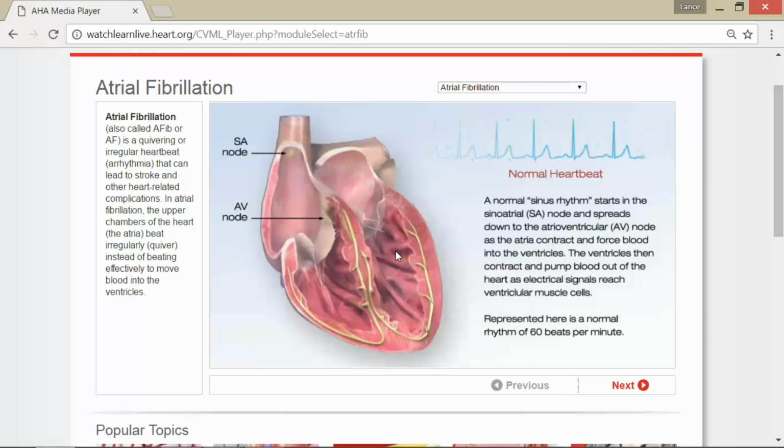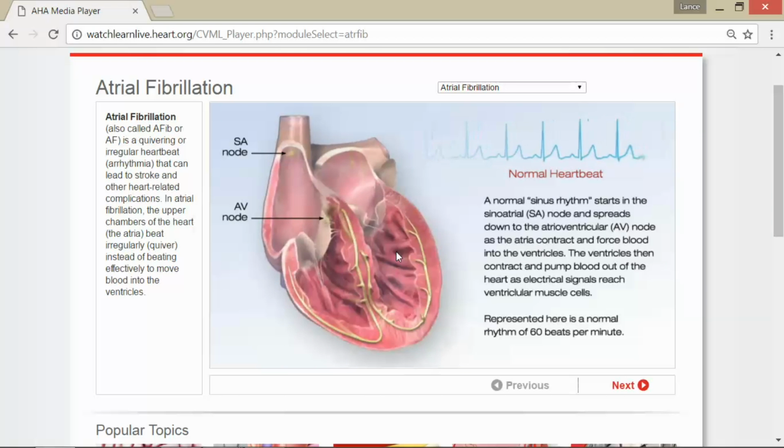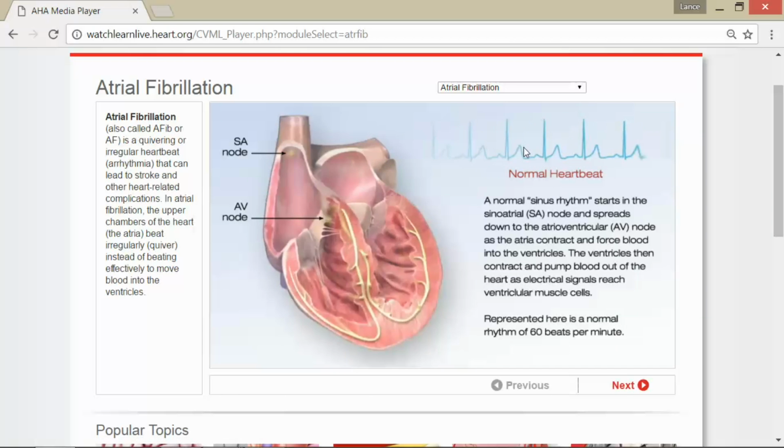The representation here is a normal rhythm of 60 beats per minute. So you can see here the SA node and the AV node helping the heart to contract normally, which you see in the signal up here up top.